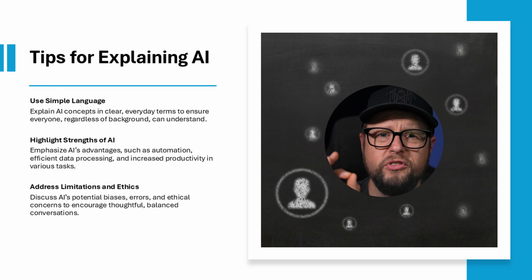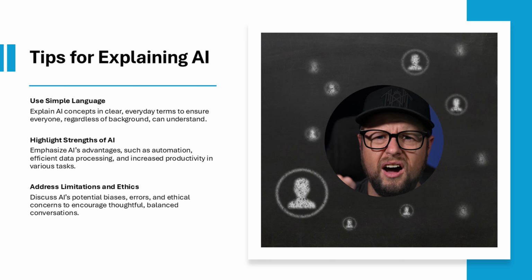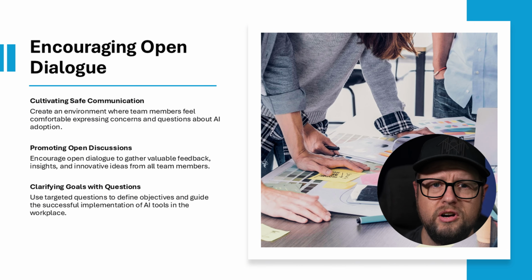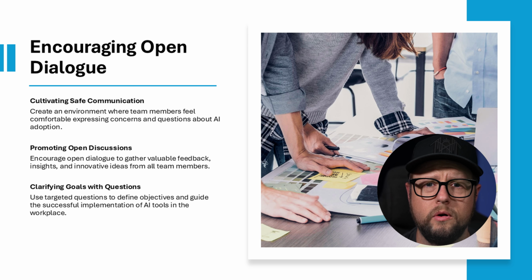Second, highlight both strengths and limitations. Emphasize AI's capabilities, like automating tasks, processing data, and improving efficiency, but also address its limitations, including potential biases, errors, and ethical considerations. Third is encourage open dialogue. Foster an environment where coworkers feel comfortable asking questions, sharing concerns, and contributing to ideas about AI implementation. Probing questions are crucial for facilitating meaningful conversations and guiding decision-making.